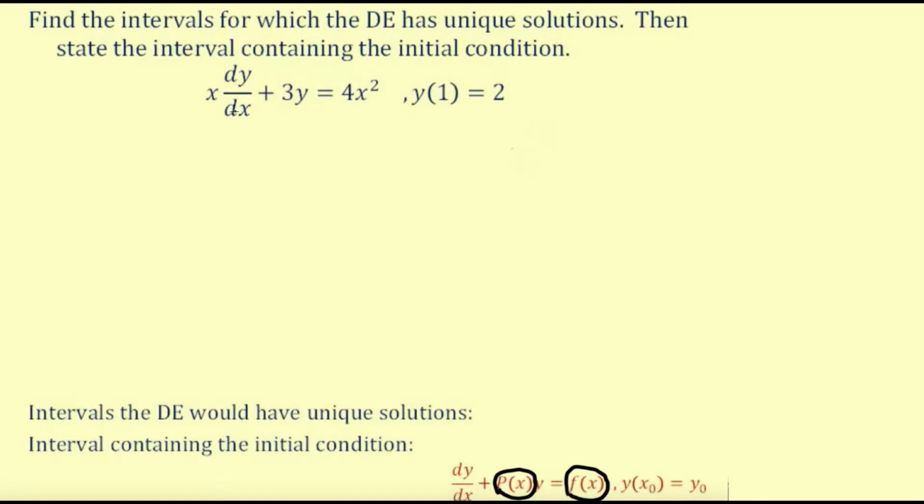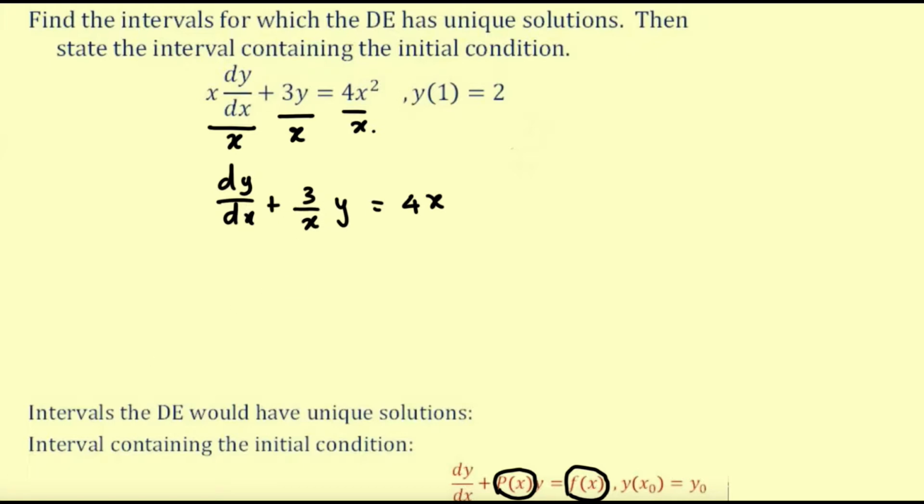But first we have to make sure this is in standard form, because in the standard form of the linear first order differential equation, we have to have dy by dx without any coefficient in front of it. Here we have x right here, so we have to get rid of this x. In order to get rid of it, we divide everything by x. Our equation is going to be dy by dx plus 3 over x times y, that's equal to 4x. Now this is the standard form of the first order linear differential equation.